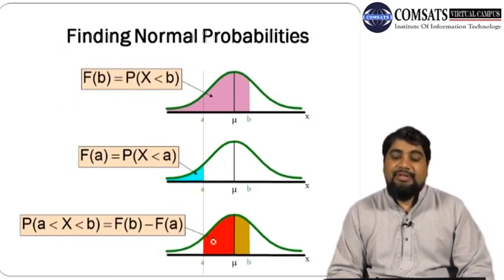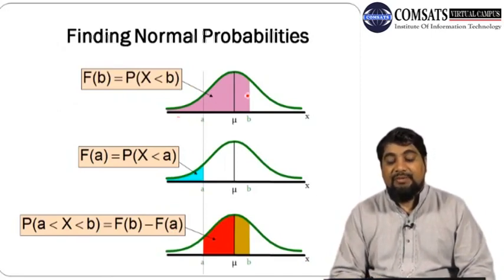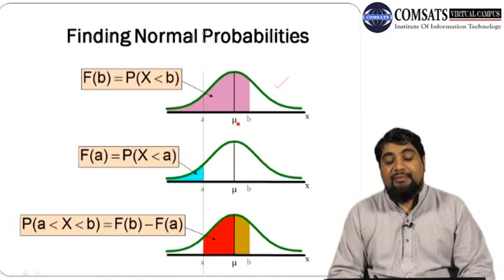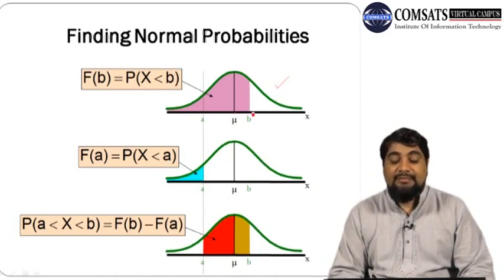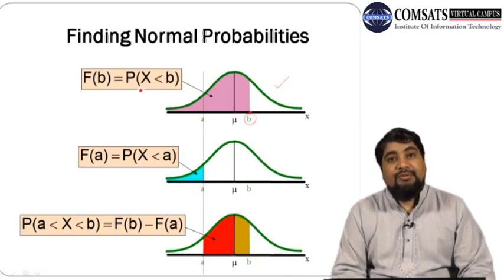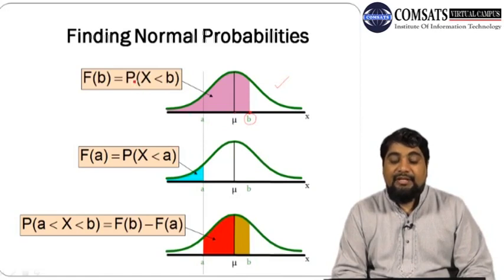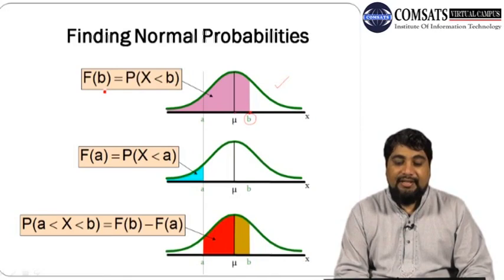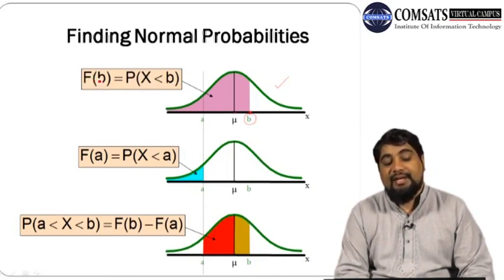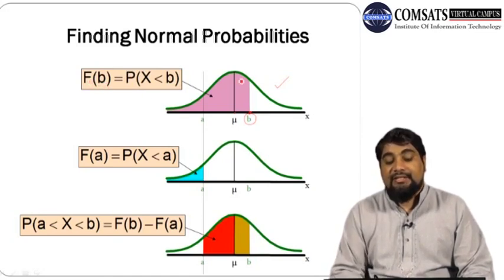So, finding normal probabilities. Suppose here is the bell-shaped curve, and the mean of this distribution is mu, and suppose we have two points. Let us focus on point B. Suppose we are interested in calculating the probability that random variable x is less than b. In other words, this is the CDF at x equals b, which we can write as F of b. It is the probability that random variable x is less than b.